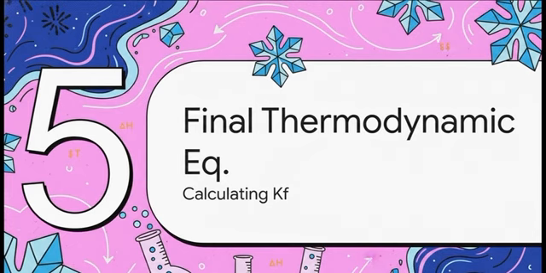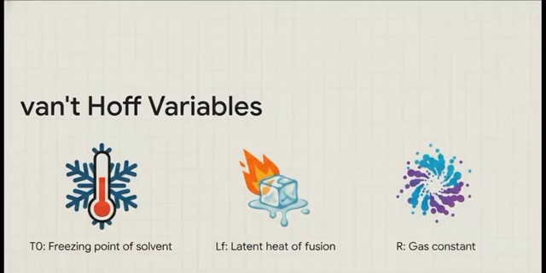All right, final stretch, Section 5, the thermodynamic final equation, calculating Kf via Van 't Hoff. So we have our standard constant, Kf. But what if we need to calculate Kf itself entirely from scratch? To do that, thermodynamically, we rely on the Van 't Hoff equation. The key variables here are T0, which is the freezing point of the pure solvent in Kelvin. We also need Lf, which is the latent heat of fusion per gram of the solvent. You can think of this as the exact amount of thermal elbow grease required to break apart 1 gram of the frozen solid. And finally, we need R, the universal gas constant.